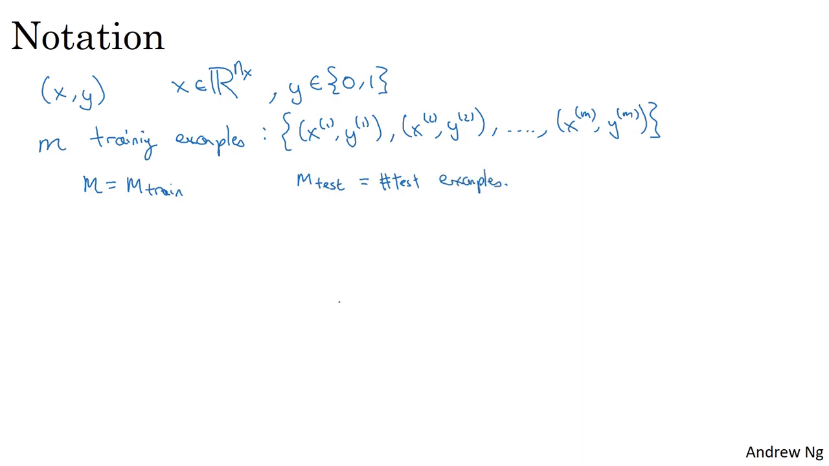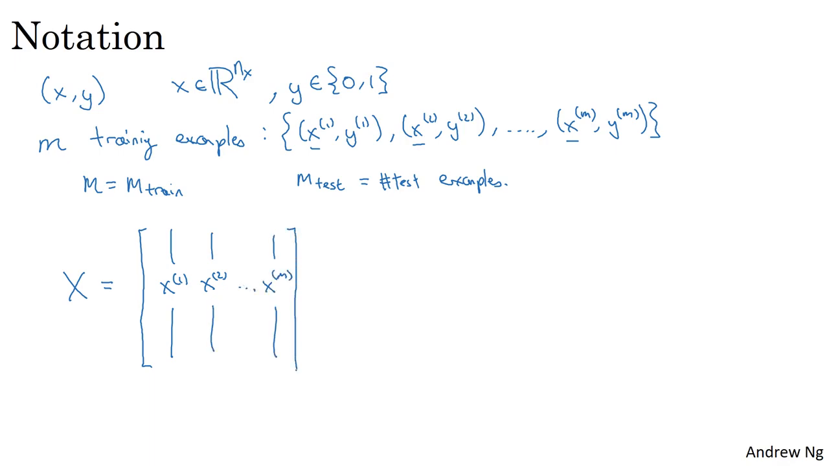Finally, to put all of the training examples into a more compact notation, we're going to define a matrix capital X as defined by taking your training set inputs, x1, x2, and so on, and stacking them in columns. So if you take x1 and put that as the first column of this matrix, and x2, put that as the second column, and so on, down to xm, then this is the matrix capital X. So this matrix X will have m columns, where m is the number of training examples, and the number of rows, or the height of this matrix, is nx.